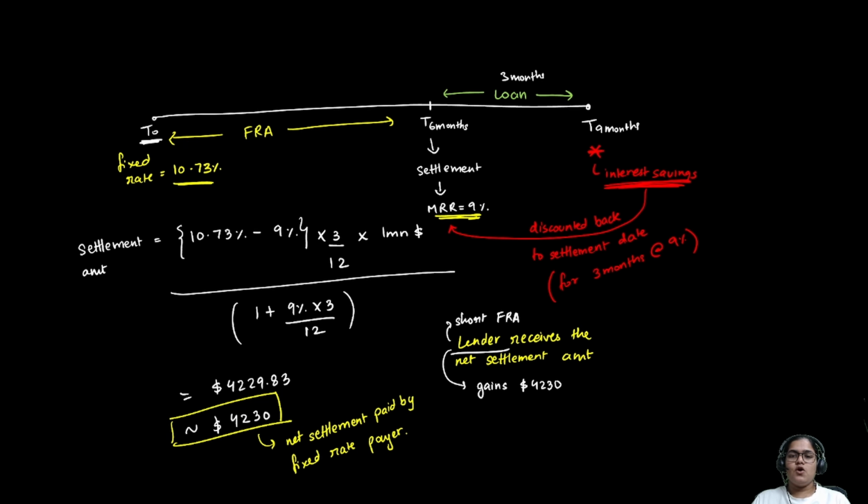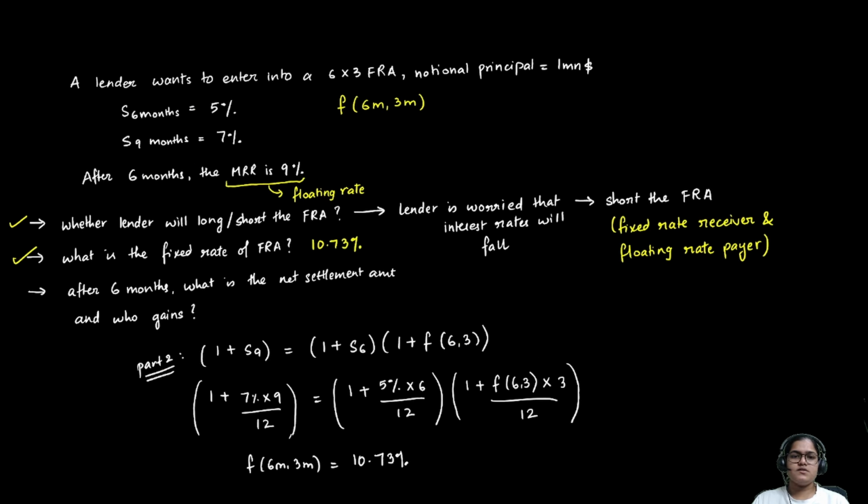So this is your forward rate agreement. This is how you calculate the net settlement amount. This example is very, very exhaustive because it covers whether you should buy or sell an FRA. That understanding is covered over here. Then the understanding of how to calculate the fixed rate of the FRA, that is also covered over here. And then obviously how to calculate the settlement amount of the FRA, that is also covered over here.